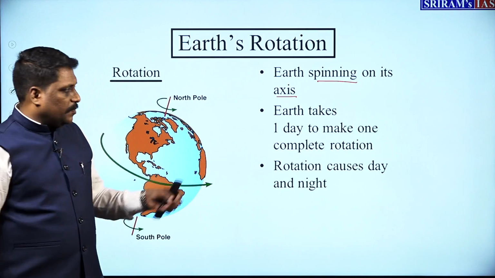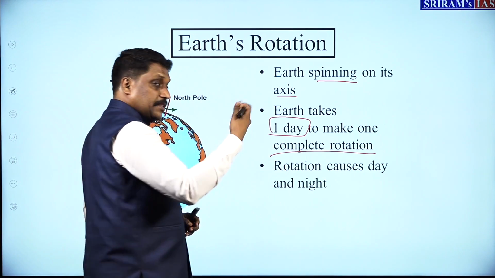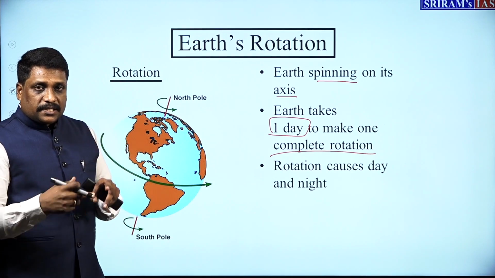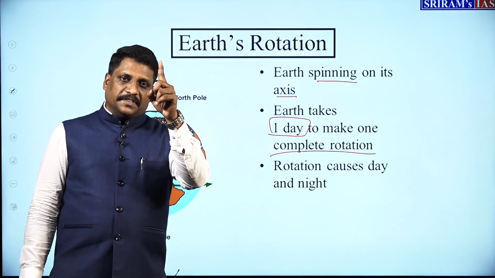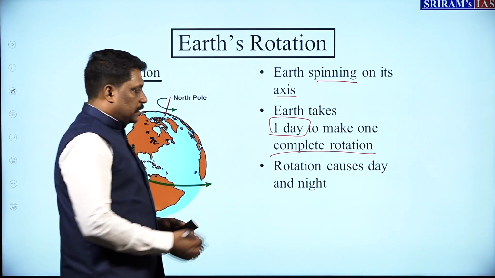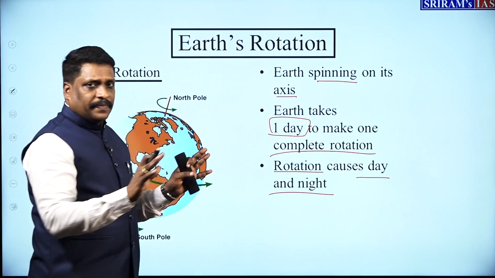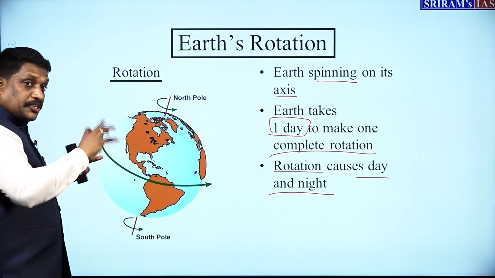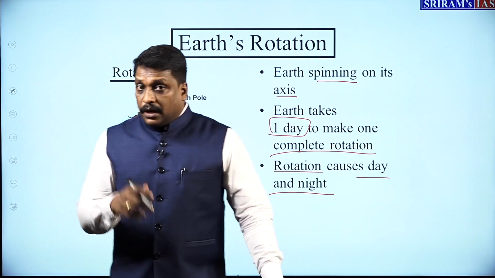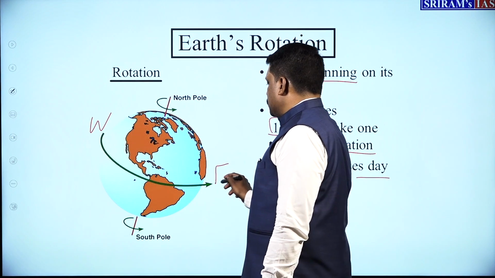Already we discussed that earth takes 1 day to make one complete rotation. We raised the question: what is the time taken by earth to complete one rotation? 1 day, we said. And rotation of the earth causes the day and night difference. One more fact: in what direction does earth rotate? My dear friends, very important: west to east.